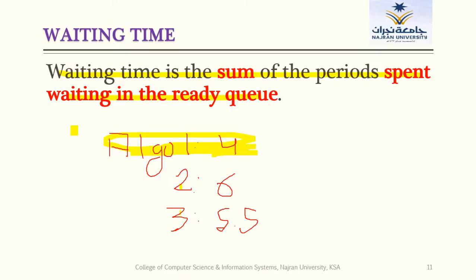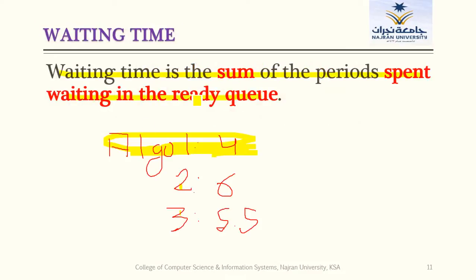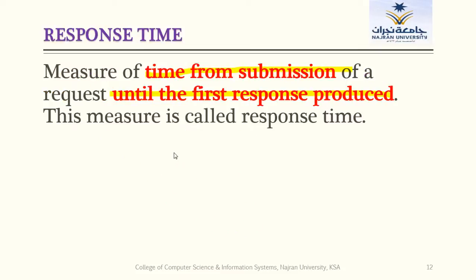So our last criterion is response time. What is response time? It is the measure of time from submission of a request until the first response is produced. There is a difference between waiting time and response time. Waiting time is the calculation of all the time the process waits, but response time is from the time of submission until the first response is produced.